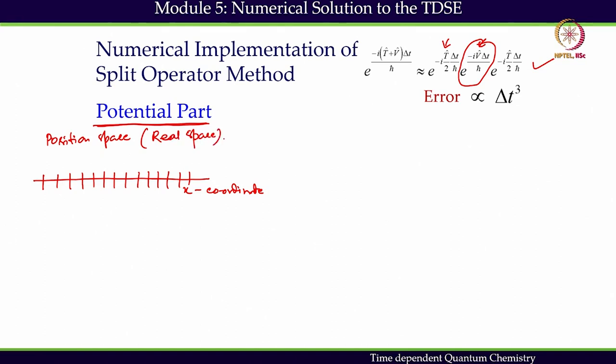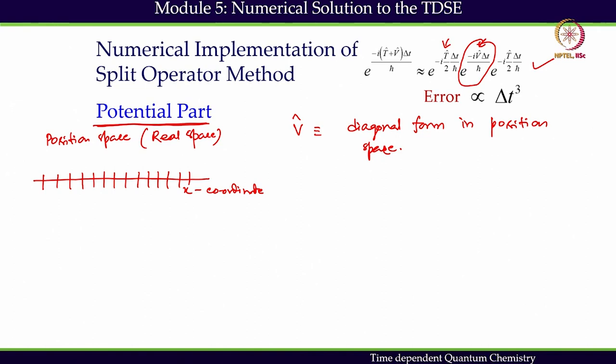In position space grid representation, which we have already seen in Python chapter 2, as well as in this module, we have shown how to prepare the grid in the position space. The potential energy operator can be represented by a diagonal matrix directly. So that's the good news. This potential energy operator has a diagonal form in position space. Because it has a diagonal form, one can get the exponential of the potential energy matrix directly by exponentiating each diagonal element. So that's quite straightforward in the method.